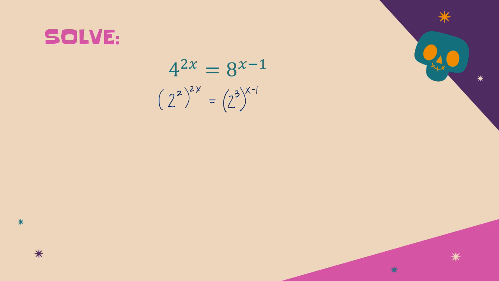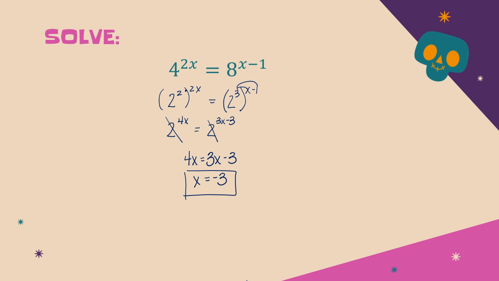Now, before I can cancel my bases, I need to get rid of these parentheses. Anytime we have a power to a power, we multiply. So on the left-hand side, I have 2 to the 4x. On the right-hand side, I have 2 to the 3x minus 3. Remember that I'm distributing because I'm multiplying 3 times x minus 1. Now that I've gotten rid of the parentheses and my bases are the same, I can cancel them out and solve what is left. I'm going to start by subtracting 3x, and I end up with x equals negative 3.